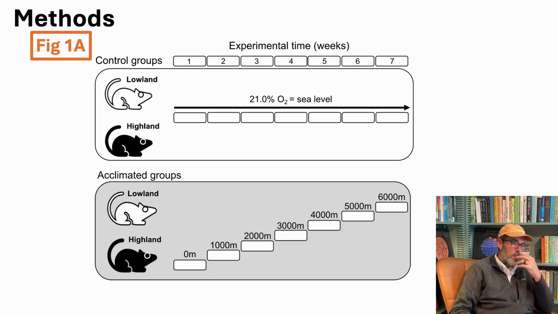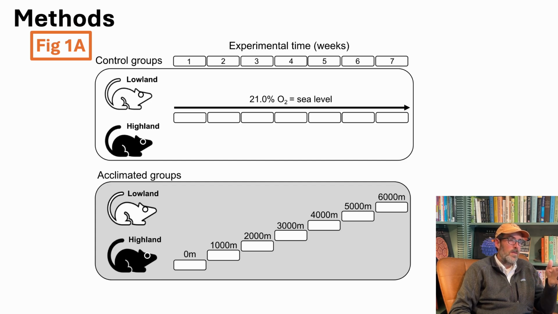So this is their cool experiment. This is figure 1A from this PNAS paper. I'm going to take some time just to look at it. Let's start at the top. We have the experimental time, 7 weeks. We've got control groups and acclimated groups.